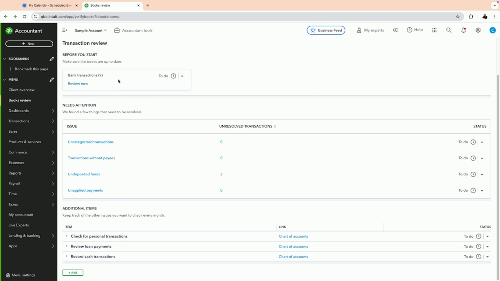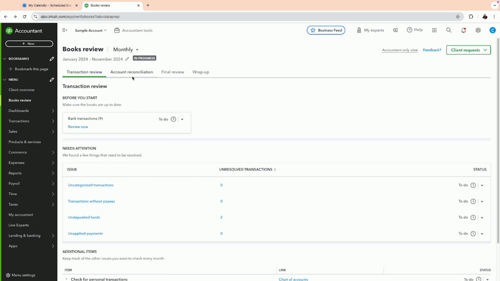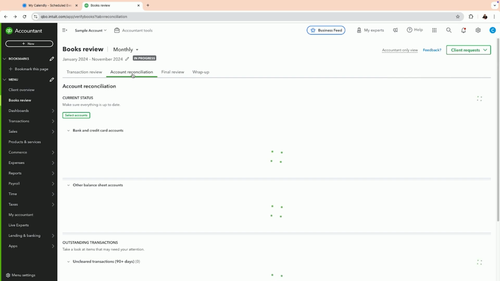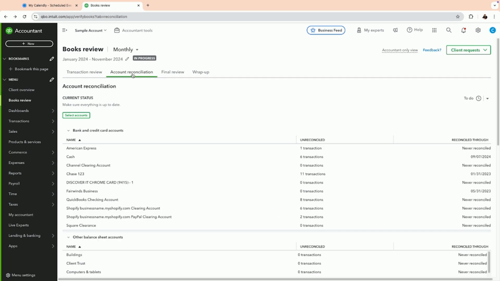All right, so first, go over this first page. So go over all the details, make sure everything is categorized, fix all uncategorized transactions, add payees to all your transactions, to all your vendors, fix your undeposited funds if there are any undeposited funds that have not been matched, fix your unapplied payment, check for personal transactions, review loan payments, and record cash transactions.